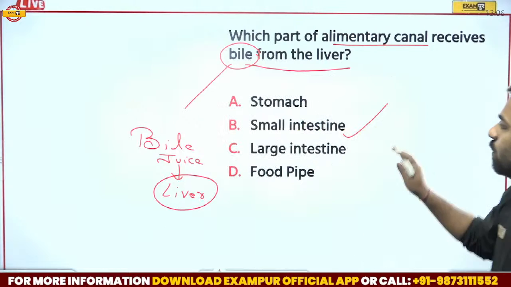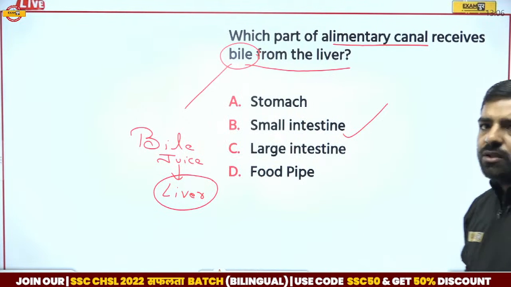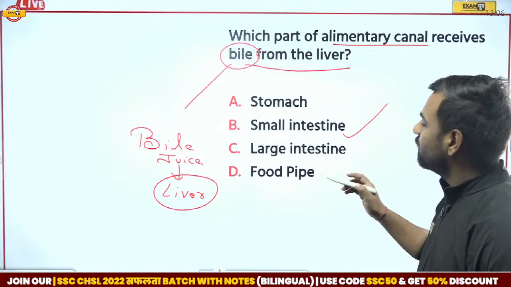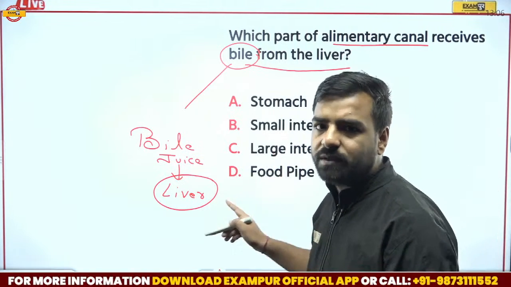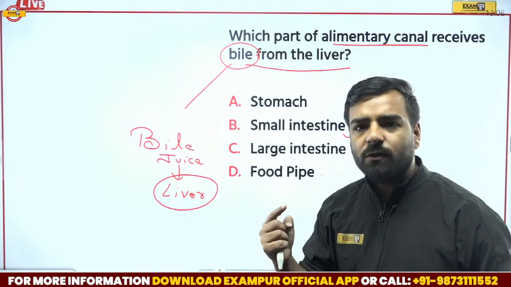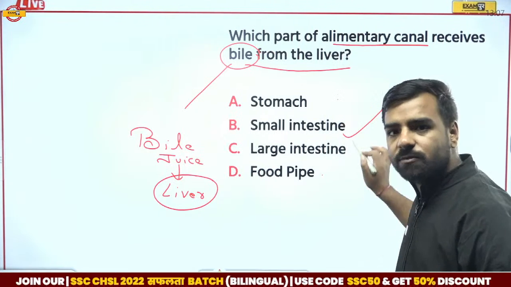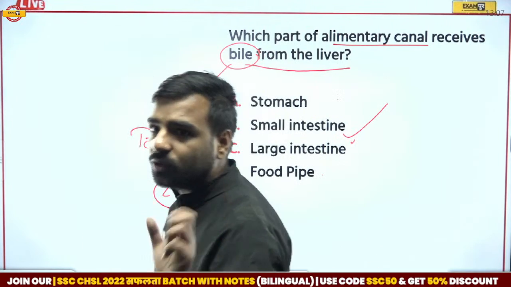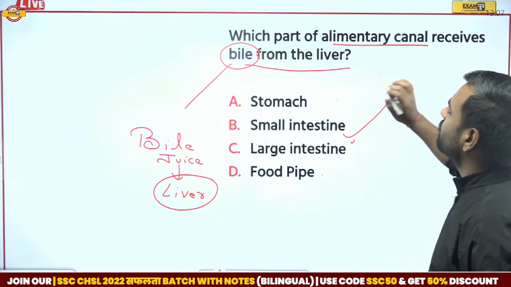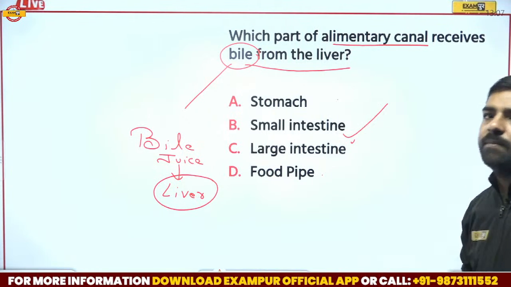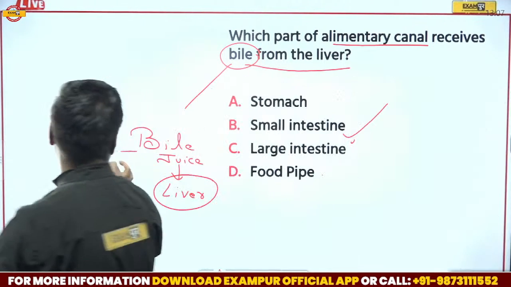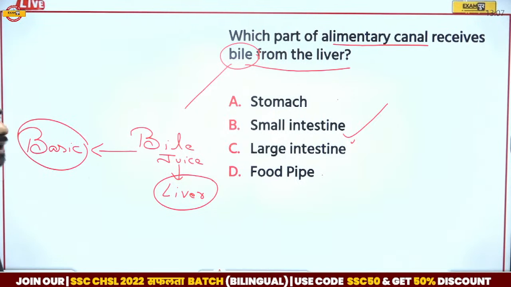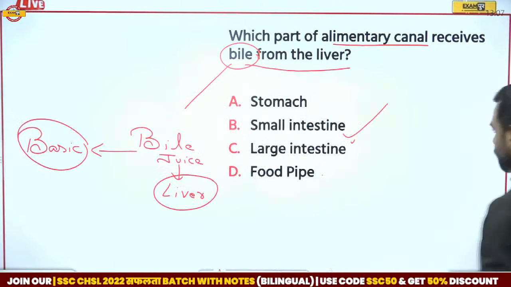Whenever we talk about food, if I talk about the sequence order, first of all after the mouth, the food is going to reach the food pipe, that is your esophagus. Right? Before the esophagus we also have the mouth, but according to the options it would be the esophagus. So mouth, esophagus, then your stomach, then small intestine, then large intestine, and finally it is excreted out through the anus. So the question was, which part of the alimentary canal receives bile from the liver? That is your small intestine. And this bile juice is alkaline in nature, or I'll say it is basic in nature. Okay, let's move forward with the next question now.